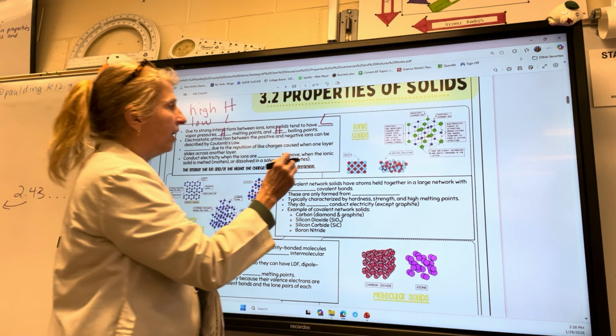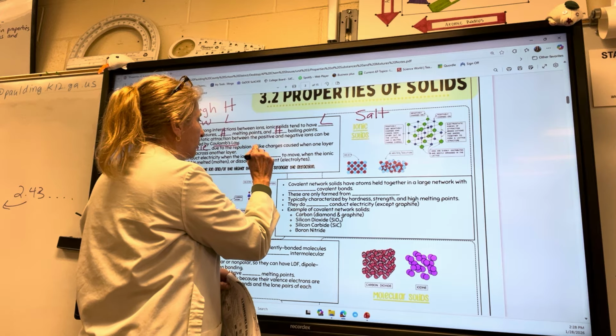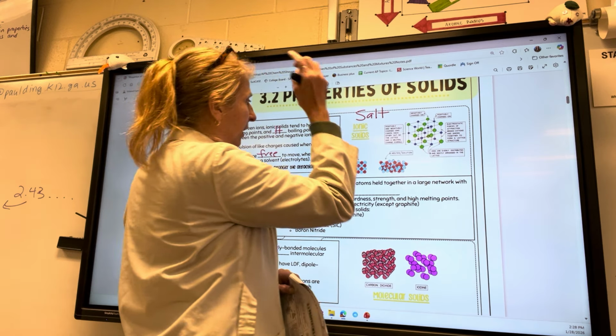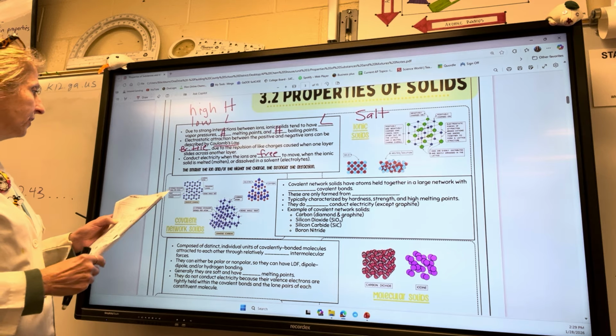So an ionic solid, think salt. Ionic solid is sodium chloride. And the positive and the negative are held together by Coulomb's law. We already learned that. They're brittle solids. We already learned that. Due to repulsion of like charges caused when one layer slides across another one, we already talked about that in this class. They conduct electricity only when the ions are free to move. So that's only when they are dissolved in water or when they're melted. Other than that, salt doesn't conduct electricity, but if it's dissolved, it does, okay?